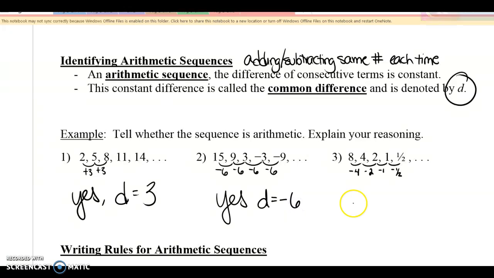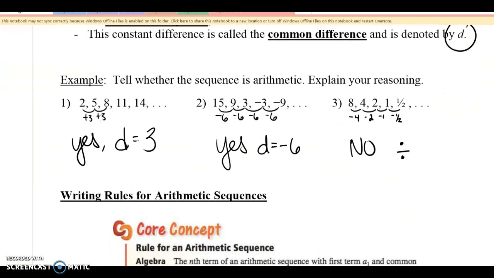Number 3, did you guys see that it is not an arithmetic sequence? It's decreasing by 4, then decreasing by 2, then decreasing by 1. Or if you look at it, what's it actually doing to go from one term to the next? It's dividing by 2. So for your reasoning, you could say no d, like no common difference. Or you could say it's a division rule. And that makes it not an arithmetic sequence.